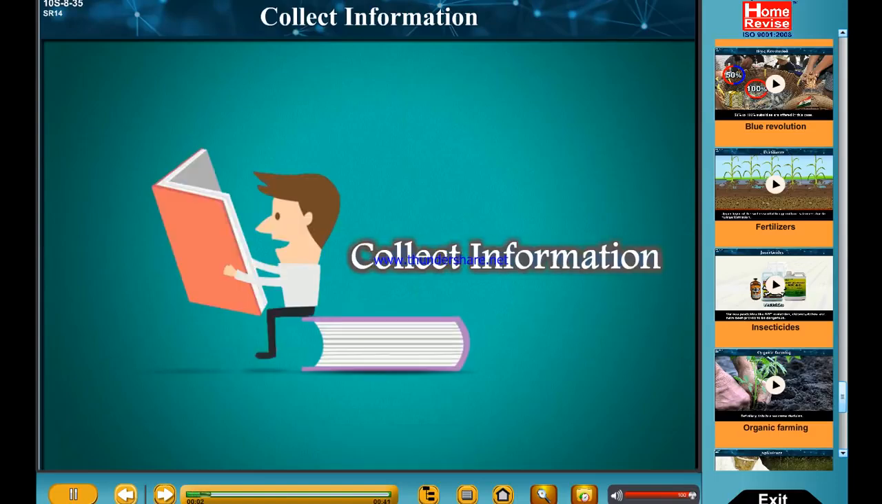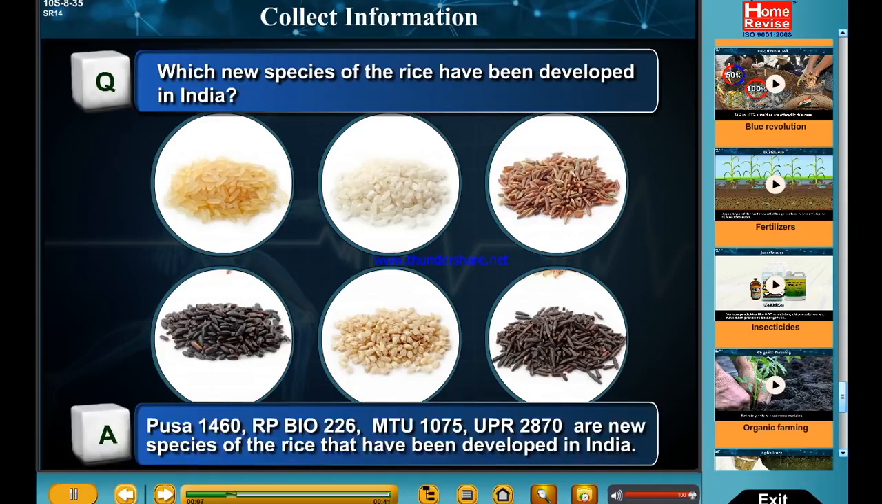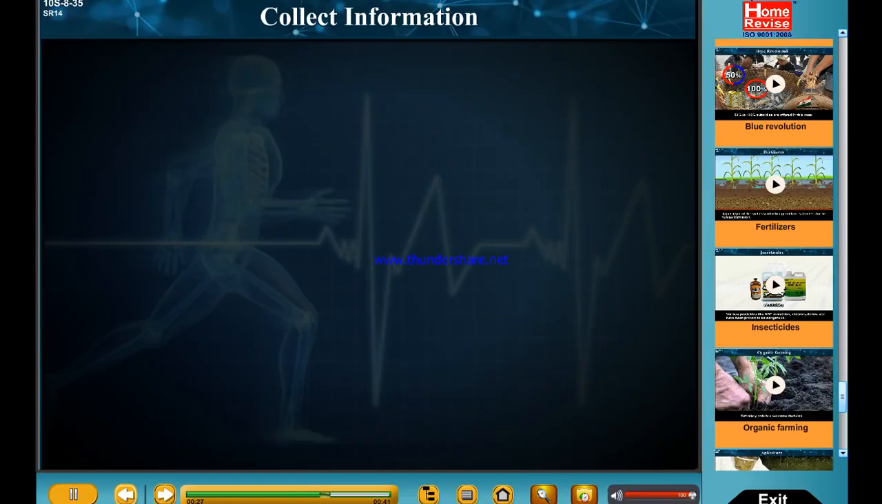Collect information. Which new species of the rice have been developed in India? Pusa 1460, RP Bio 226, MTU 1075, UPR 2870 are new species of the rice that have been developed in India.